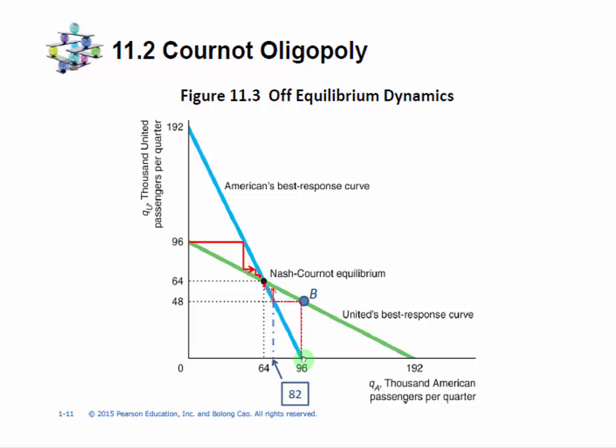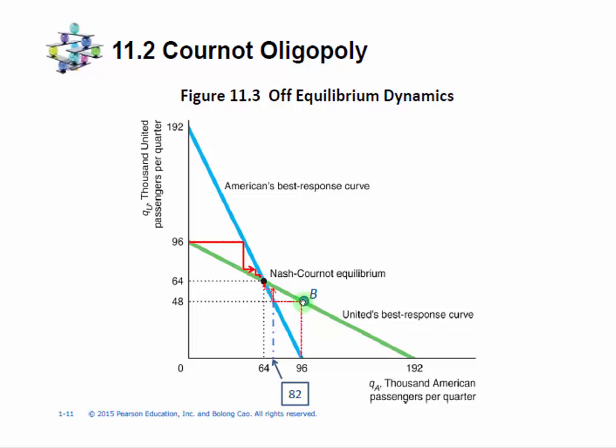flying nobody from Chicago to LA or back and forth. Then United will see, well, American Airlines is supplying 96 units. My best response is actually to supply 48 units. So after United observes 96 units, it will bring up output to 48. Then we reach this point B of QA equal to 96 and QU star equal to 48.